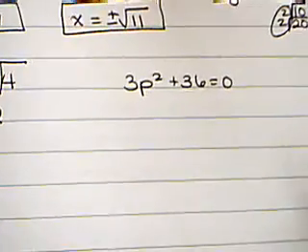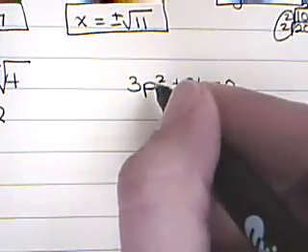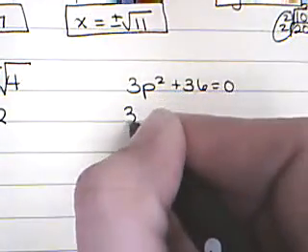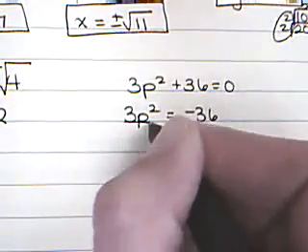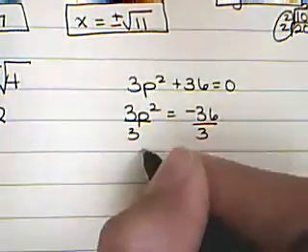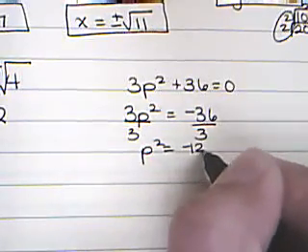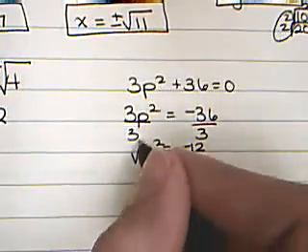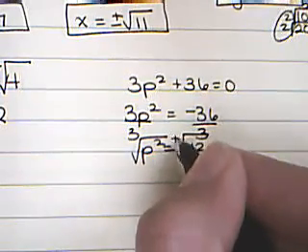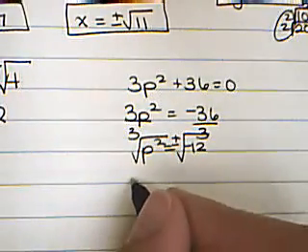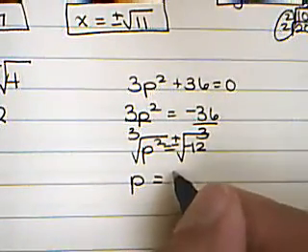In this next case, to be able to get our square term by itself, first thing we need to do is move the 36 to the left-hand side, so that makes it negative 36. Divide both sides by 3, and we would have p squared is equal to negative 12. Well, when we take the square root of both sides, even though that 12 is negative, we still have to place the plus or minus in front of the radical. So we're left with p equals plus or minus.